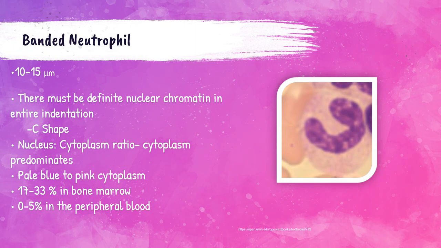The next cell is called a banded neutrophil, or band. You can see how the nucleus is further indenting from that metamyelocyte. So it no longer looks like that butt cheek, right? It's much more indented. There must be a definitive C shape to the nucleus. So you can see it's a very distinct C-shaped nucleus. You have to have that C shape in order to call it a band. Now the cytoplasm predominates, and you can see the cytoplasm color is that of a segmented neutrophil. These account for about 0 to 5% of all neutrophils seen in the peripheral blood. So a small amount seen in the peripheral blood is normal, again, less than 5%.